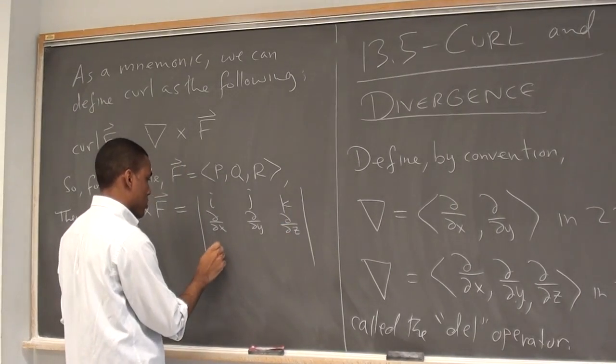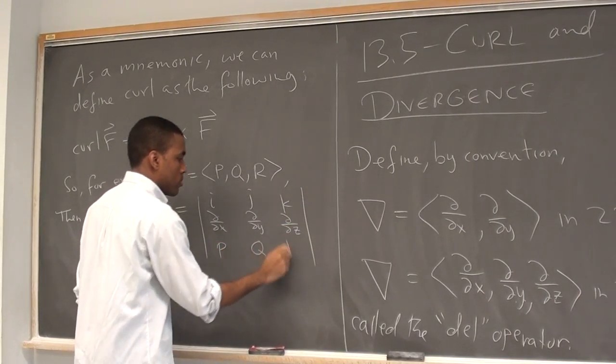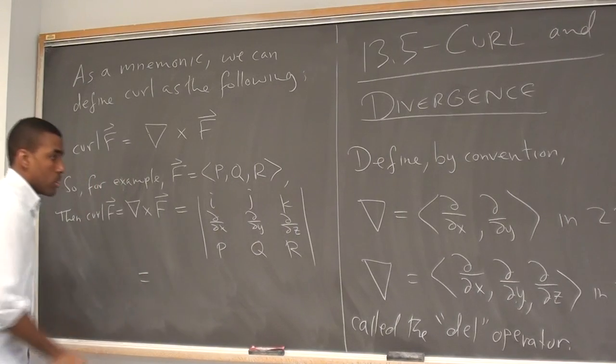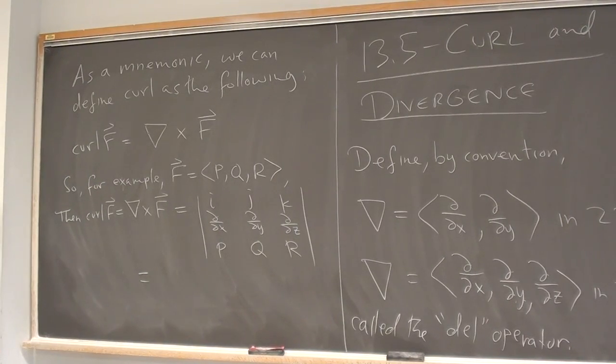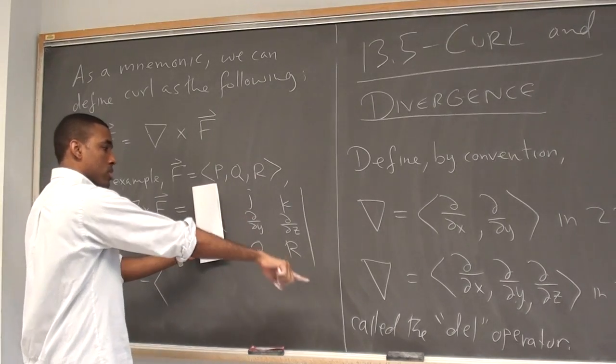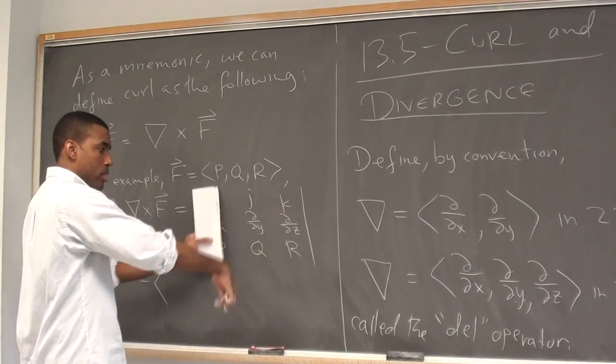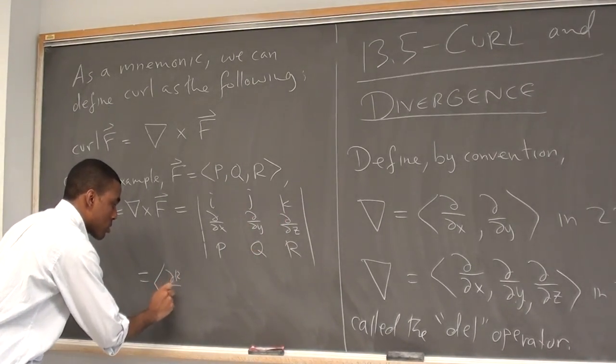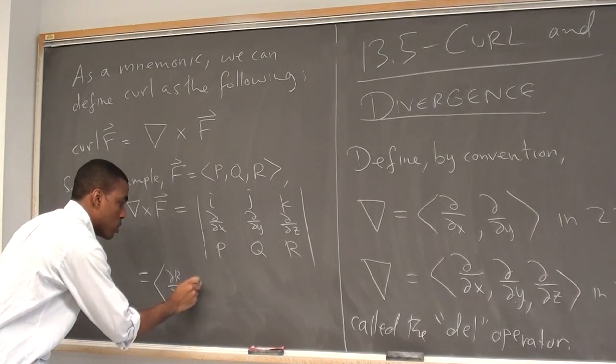Now how are we going to find the determinant for this guy? How do you find the first component? Well, cover i and then cross multiply. You cover the i column and cross multiply: this times this minus that times that. So it's just partial R with respect to y minus partial Q with respect to z.